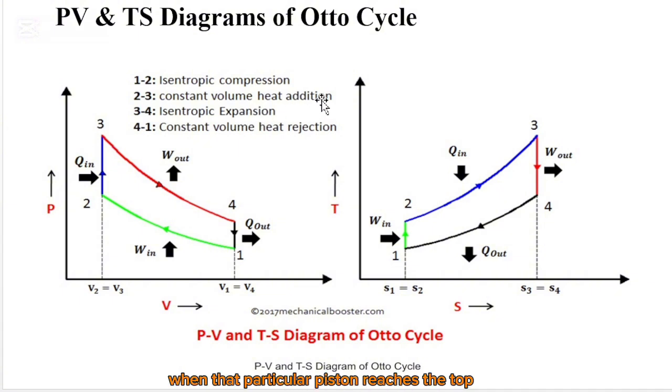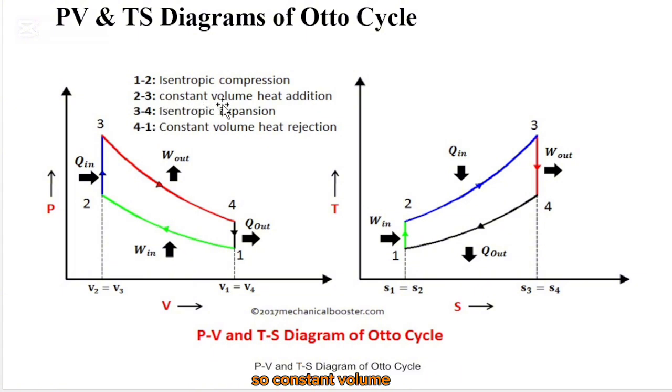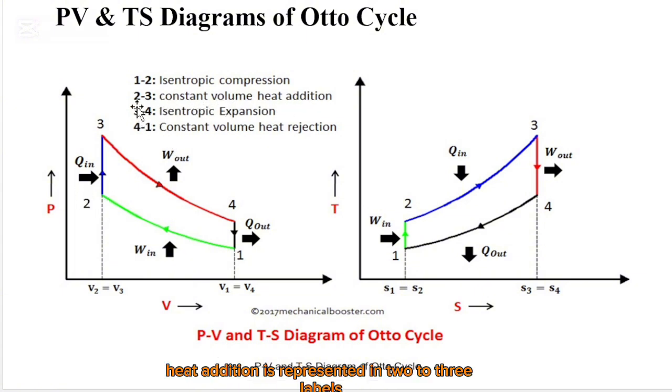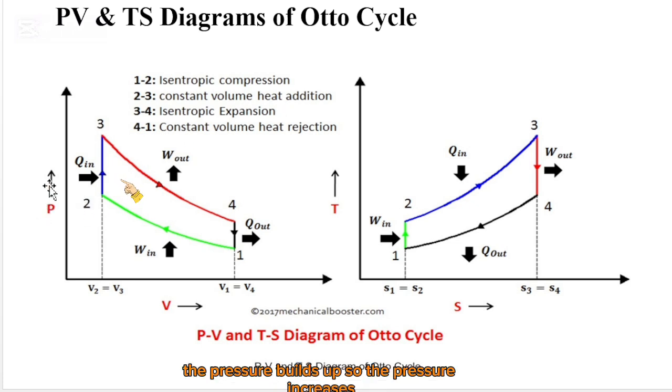By the way, when that particular piston reaches the top dead center, heat addition takes place. That is the place where the spark plug has produced the spark, right? So constant volume heat addition is represented by 2 to 3 in this diagram. Because the volume is constant, you are not going towards the left, so it is a straight line, and because you're adding heat, the pressure builds up. So you can see a sharp increase in the pressure.